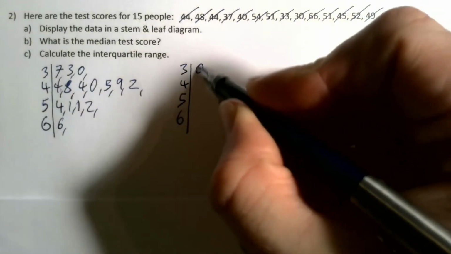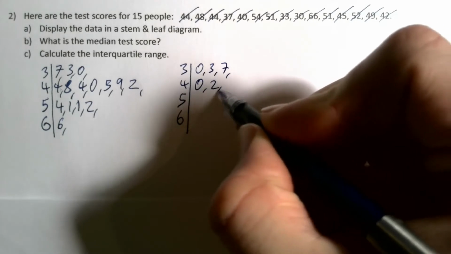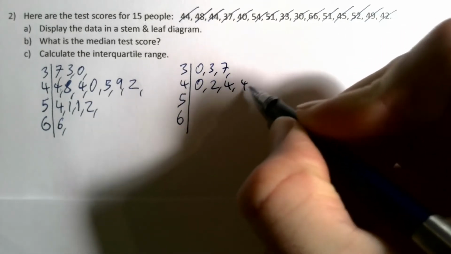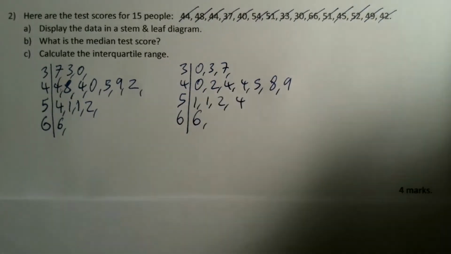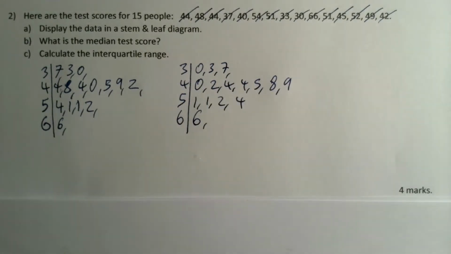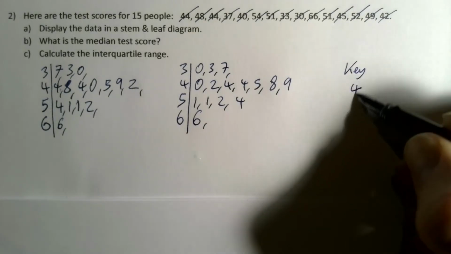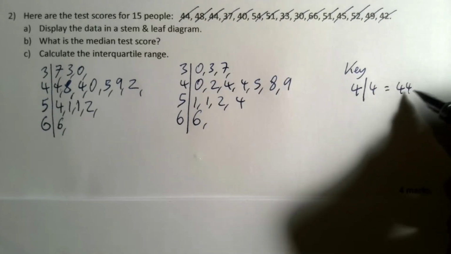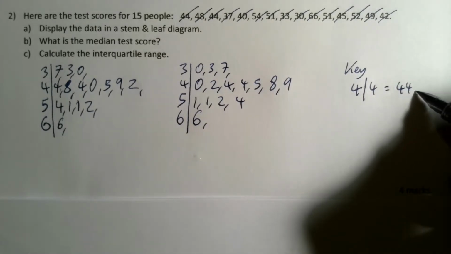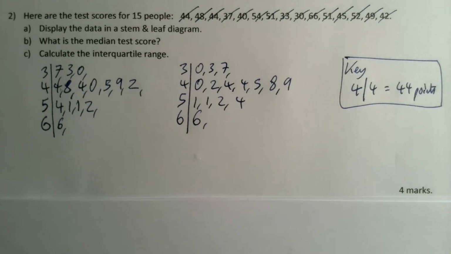That's the first thing. Then you've got to draw it again, but in order. So the 0, then the 3, then the 7. The 0, then the 2, then the 2 4s, the 5, the 8, and the 9. Gets us to this. You still don't have full marks because you also need a key. So just pick one result and then say what that means. So that would be 44 points or whatever the units are. Okay, so that's your stem and leaf.